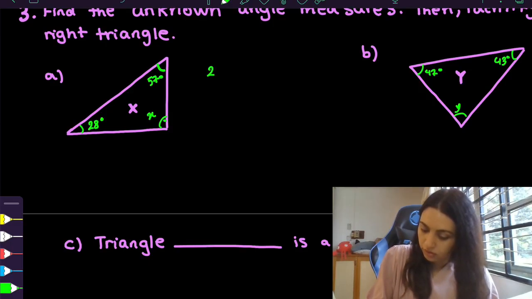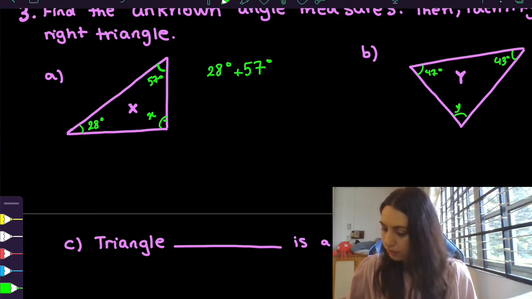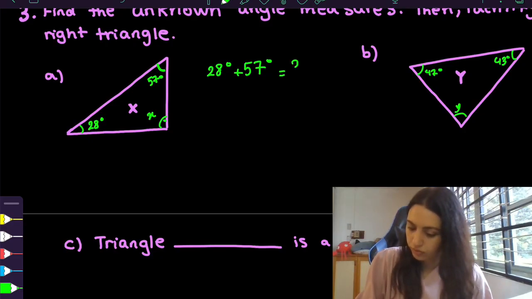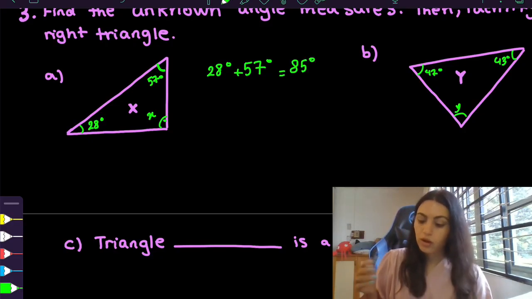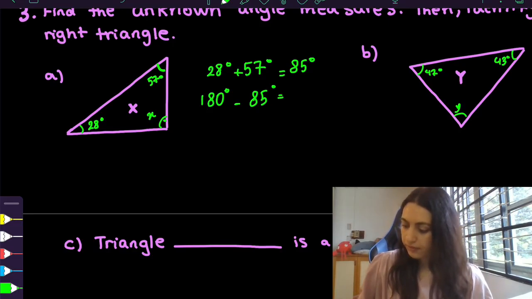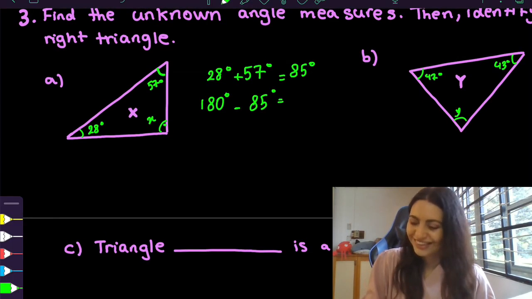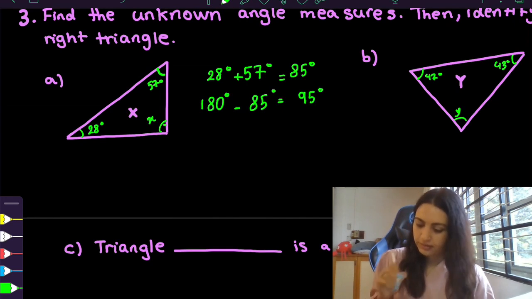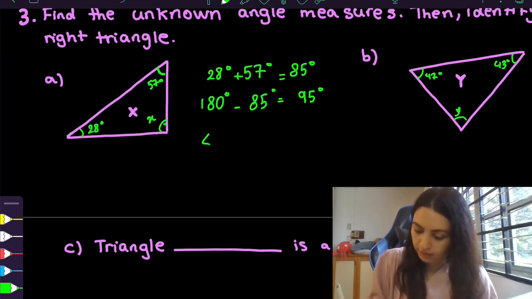Okay? So we're going to use the same rules and the same strategy. We say angle 28 degrees plus 57 degrees. So 28 degrees plus 57 equals 85 degrees. So from the beginning, I know angle X is not going to be 90, but we're just going to find it out. We say 180 minus 85 degrees. What would it be? So you do the calculation as well. You tell me. Yes, 95 degrees. See, the angle X wasn't going to be 90. It came out to 95 degrees.